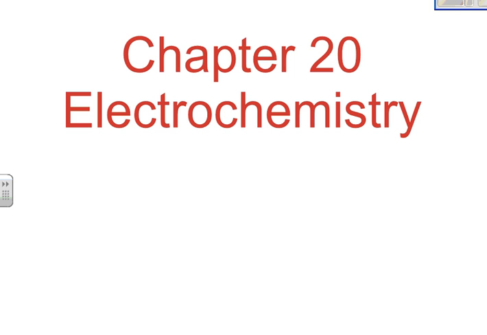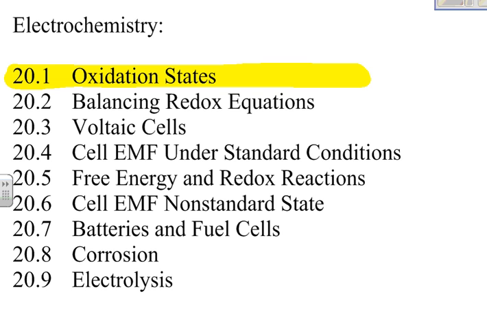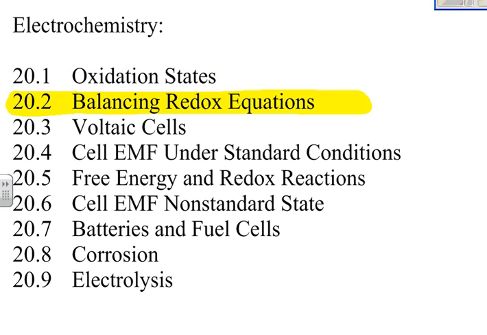So here we are in chapter 20. This is on electrochemistry. This is going to give us an opportunity to review a lot of the topics that we've already covered in chemistry throughout the year. So we'll be working first with our friend oxidation states. We'll go over those. After a quick review of the oxidation states, we're going to go on to balancing equations using a redox method.